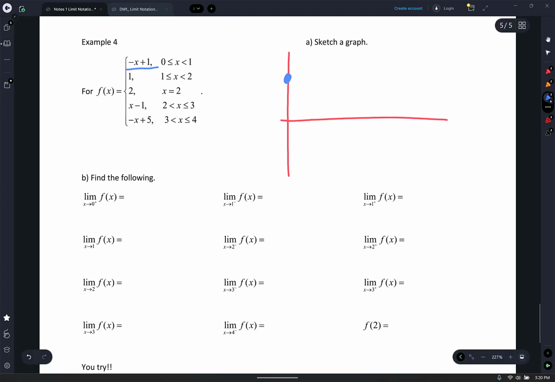When x is 1, I know it doesn't have the equal sign, so bear with me. When x is 1, negative 1 plus 1 is 0, so I'm going to go to 1, and I'm going to put a hole because it does not have the equal sign. And it's a linear line, so here it is, connected. And that's a hole right there. Does everyone see how I got that hole? It's also called a removable discontinuity. Are we okay with how I got this?